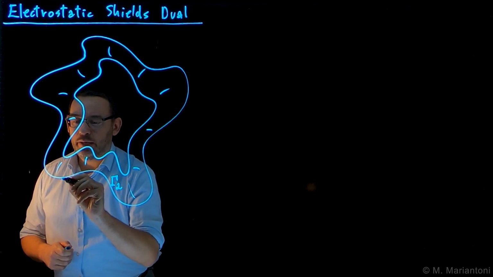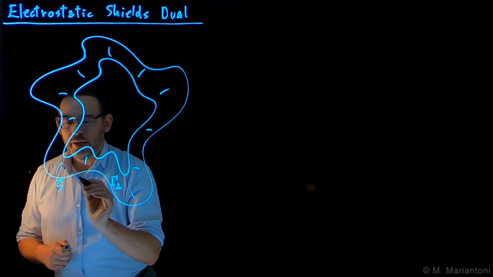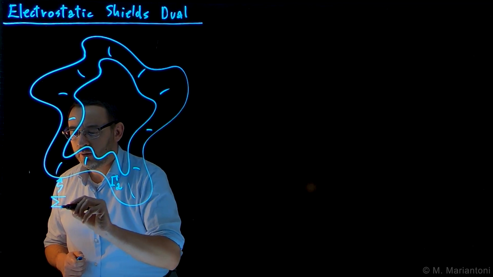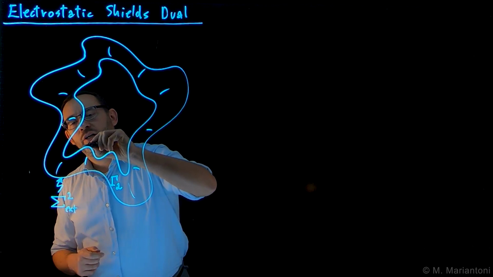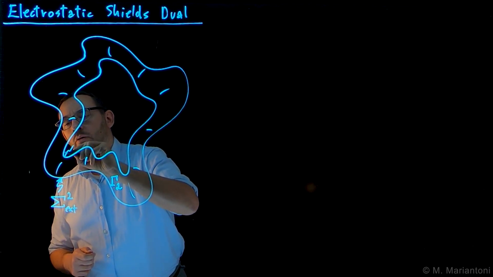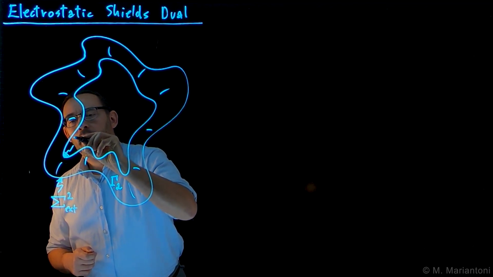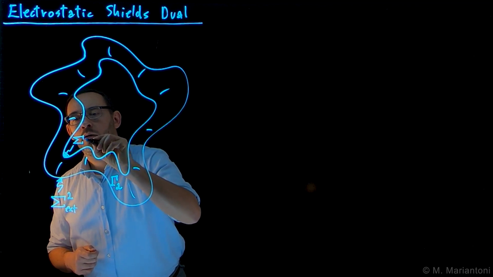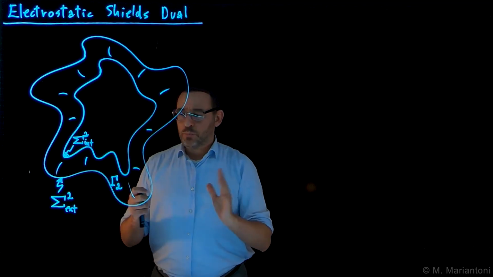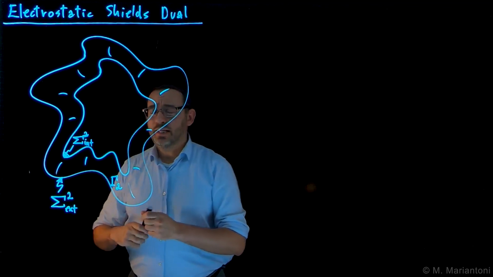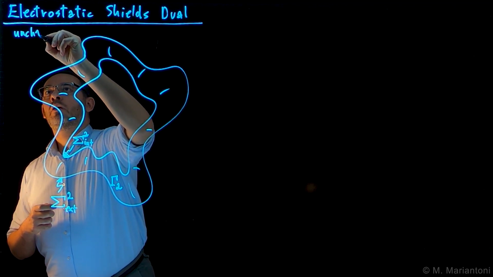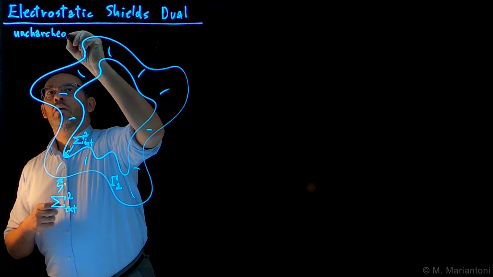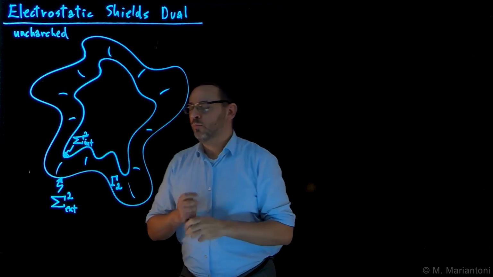It is characterized by an external surface, a capital sigma external 2, as well as an internal surface, capital sigma internal 2. We hypothesize that this conducting object is initially uncharged. That is, in the neutral state.